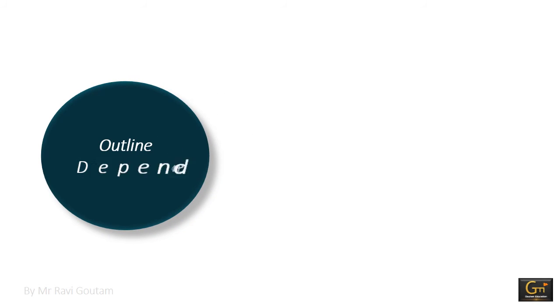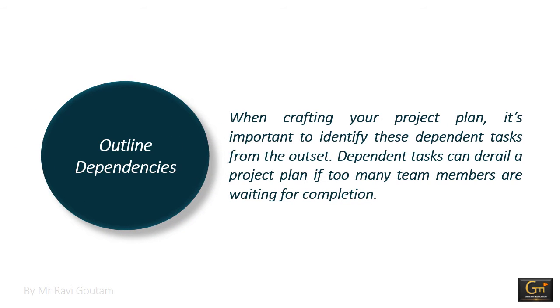The third point, which is an important point of the project plan, is outline dependencies. So not all tasks are the same. Some are dependent tasks. A dependent task is a task that can't be started until another task has been completed. So when crafting your project plan, it's important to identify these dependent tasks from the outset.